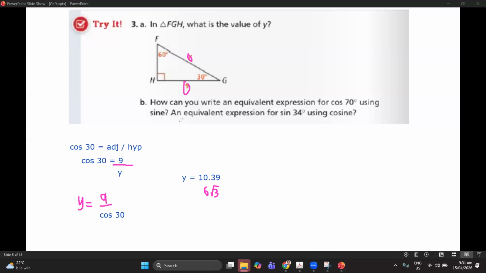Now in B, how can you write an equivalent expression for cosine 70? Cosine 70 is equal to sine 20. Excellent. What about the sine of 34? 90 subtracted by 34, which is 56. So it's cosine 56. Yes, thank you. This is for B. Is it clear? Yes. Okay.